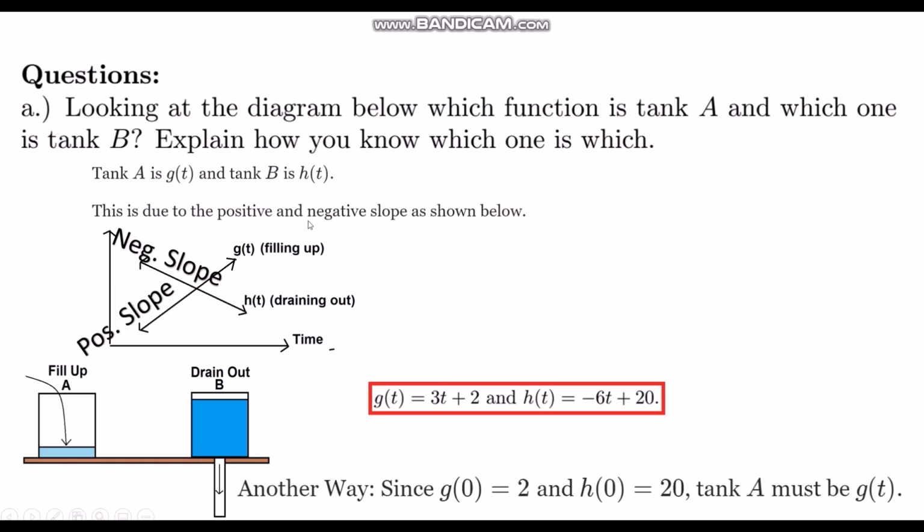The other way of saying it is that this is supposed to be at time t equals 0. Since g of 0 is equal to 2, we plug in t equals 0 there. So since g of 0 is equal to 2 and h of 0 is equal to 20, tank A must be g of t. And the reason for it is that we see that this height is way less than this height over here, so this one must be 2 and this one must be 20.